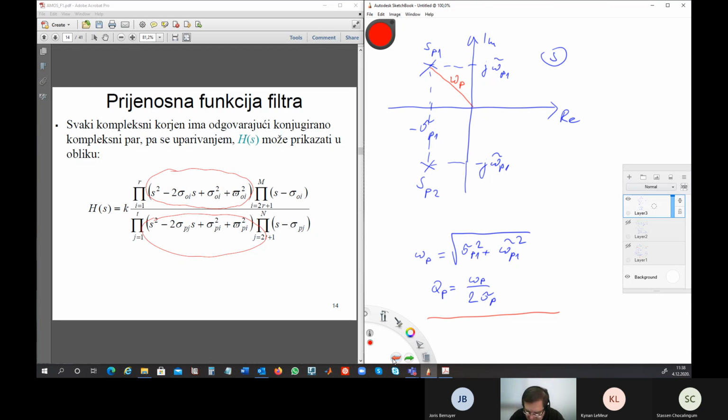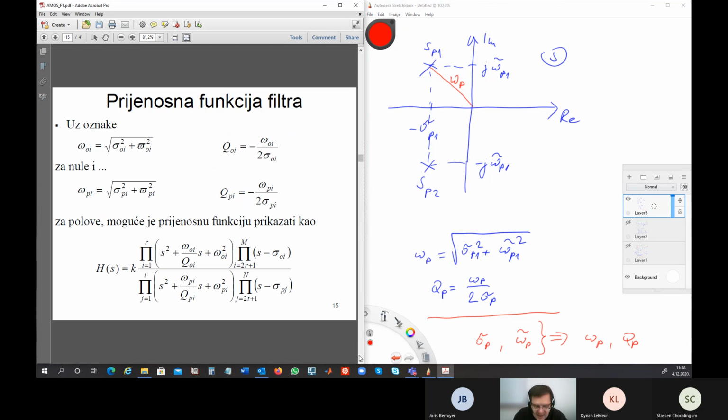Okay, so we can say that we can have either sigma p or omega p tilde, or we can use omega p and Qp. So this will be something that we will use in the second order filters. Here are the equations on this slide, which I have just derived.